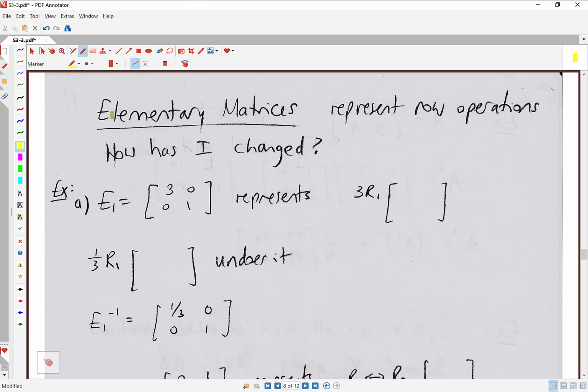So now we're going to take a look at elementary matrices, and these are matrices that represent row operations. So we're going to go through a short example here. We're just going to ask ourselves the question, how has the identity matrix changed? So for the purpose of this discussion, really helpful to have a picture of the identity matrix in our minds, or maybe just write that up in front of us so that we've got that to look at.